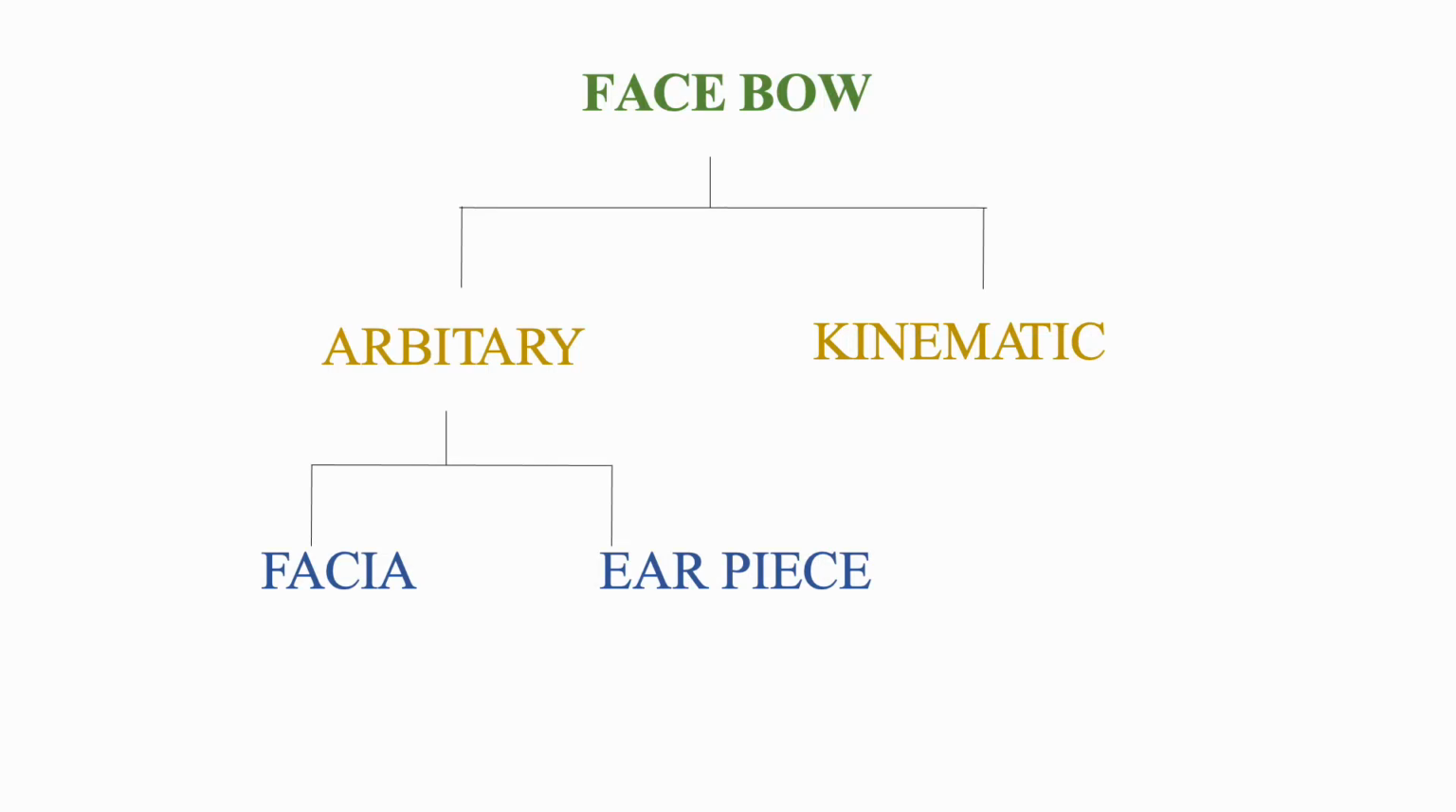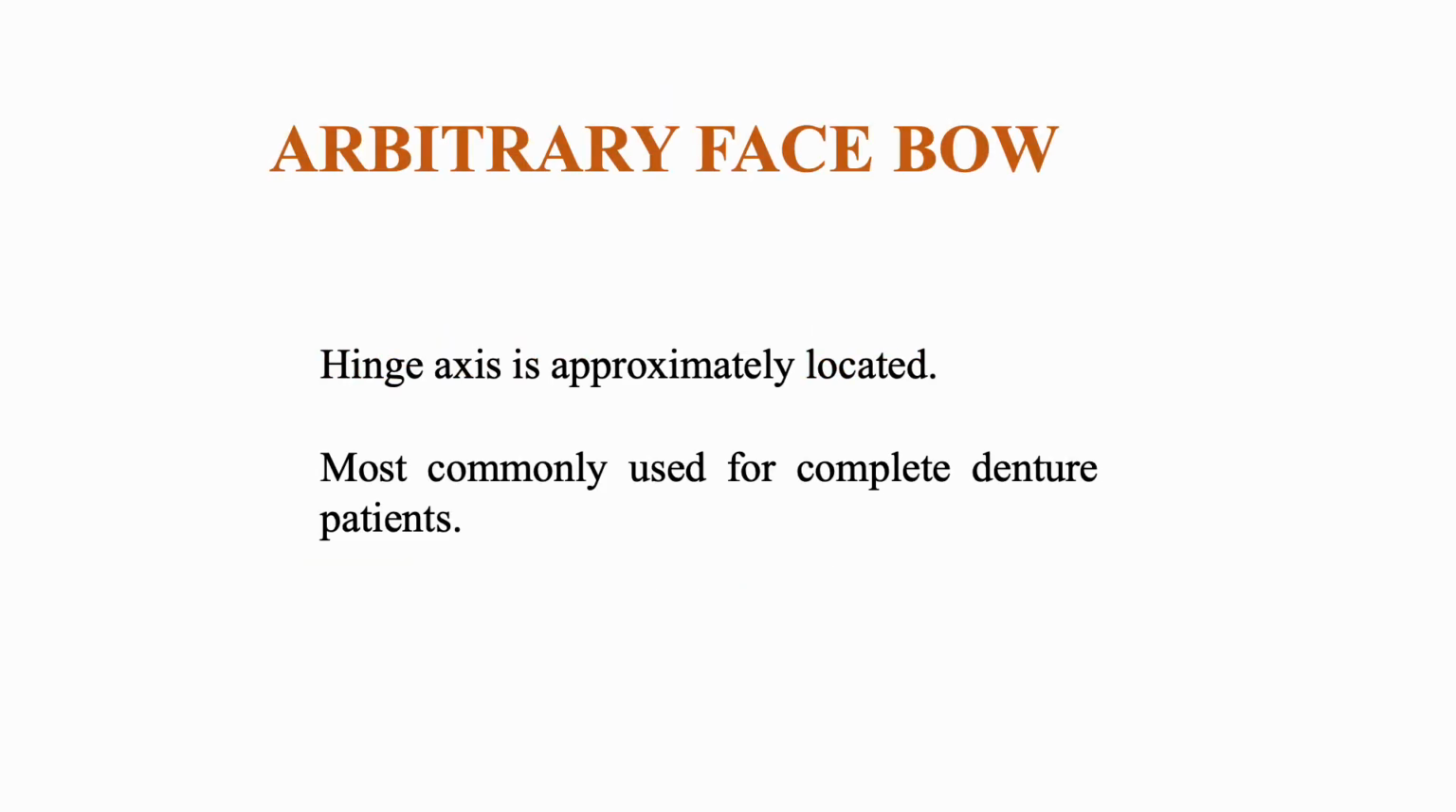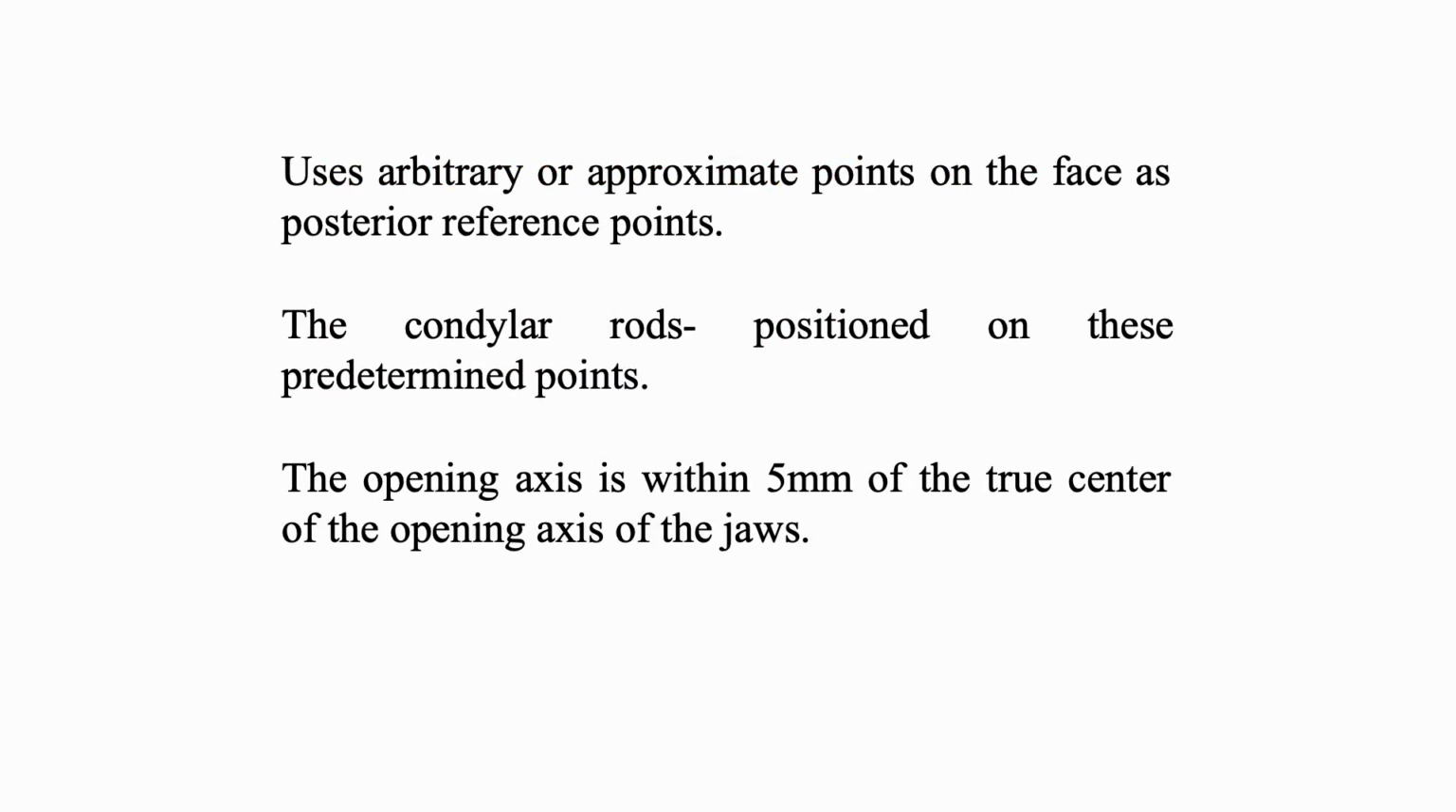Face bow is classified into two types: arbitrary and kinematic. Again, arbitrary face bow is divided into two types: facial type and earpiece face bow. Arbitrary face bow is a type wherein the hinge axis is located approximately. It is most commonly used for complete denture patients.